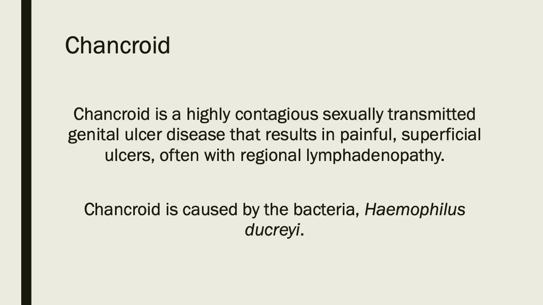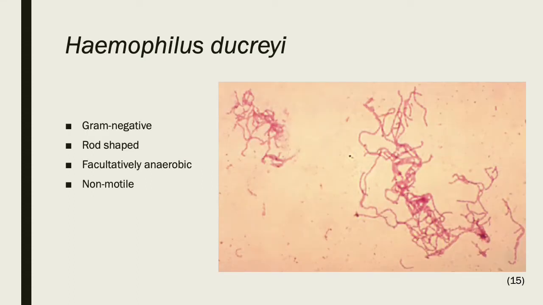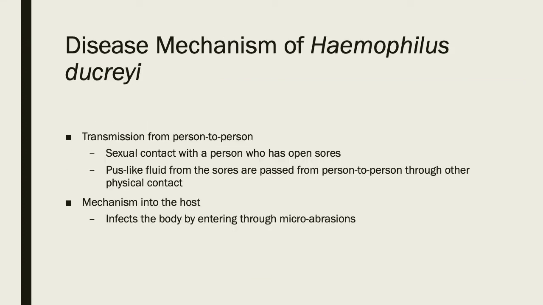Chancroid is a highly contagious, sexually transmitted genital ulcer disease that results in painful, superficial ulcers, often with regional lymphadenopathy. Chancroid is caused by the bacteria Haemophilus ducreyi. Haemophilus ducreyi is a gram-negative, rod-shaped, facultatively anaerobic, non-motile pathogenic bacillus. The pathogen that causes chancroid can be passed from person to person in 2 ways, the first being through sexual contact with a person who has open sores.